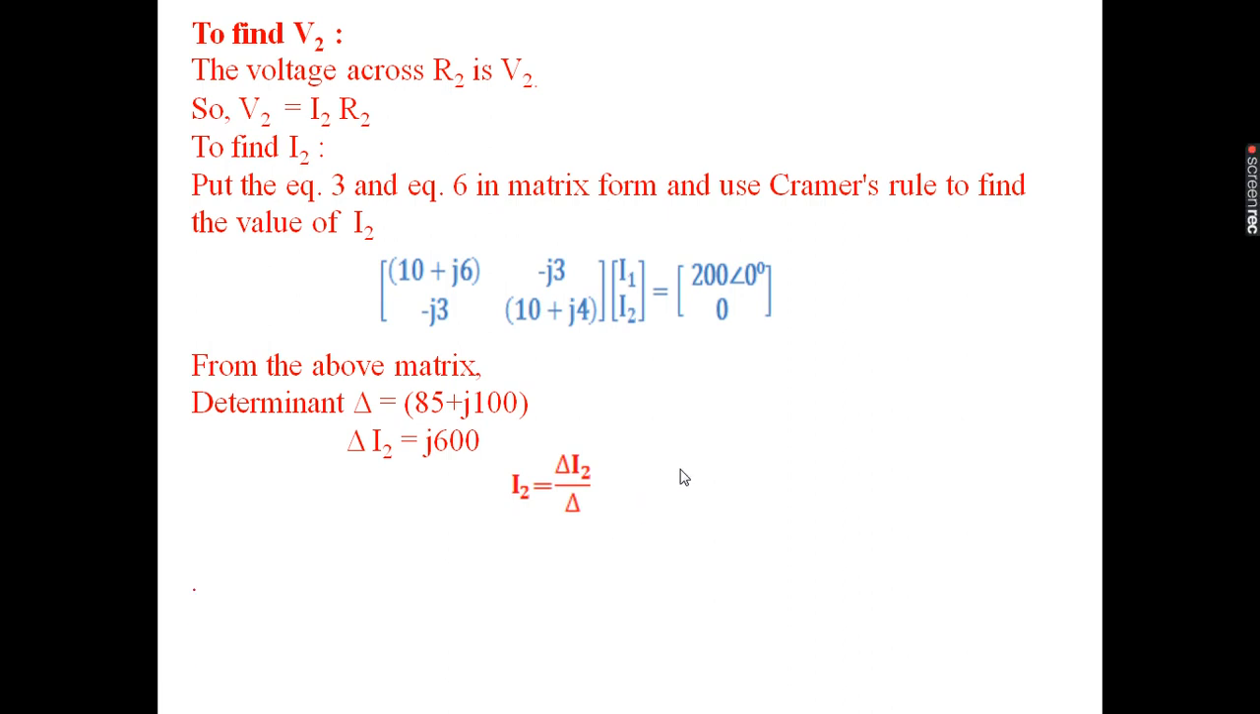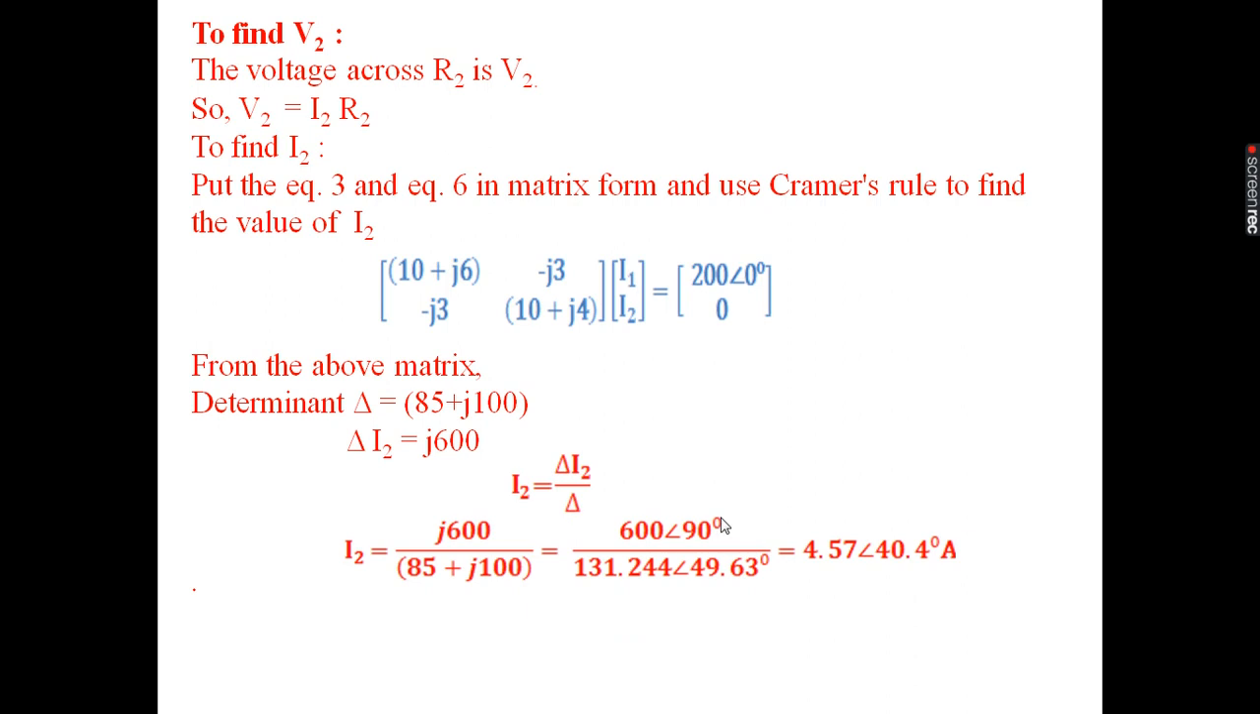So now after substituting for del I2 and del and converting into polar form, you will get I2 is equal to 4.57 angle 40.4 degrees ampere. So we got I2. Now we can easily find what is V2. V2 is simply I2 into R2. So 4.57 into 10, that is 45.7 volts, is your voltage across your 10 ohms connected with coil 2.